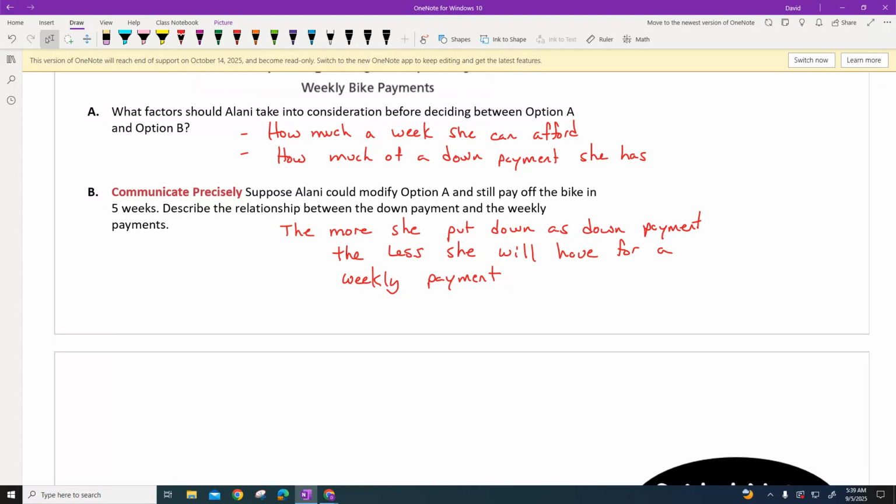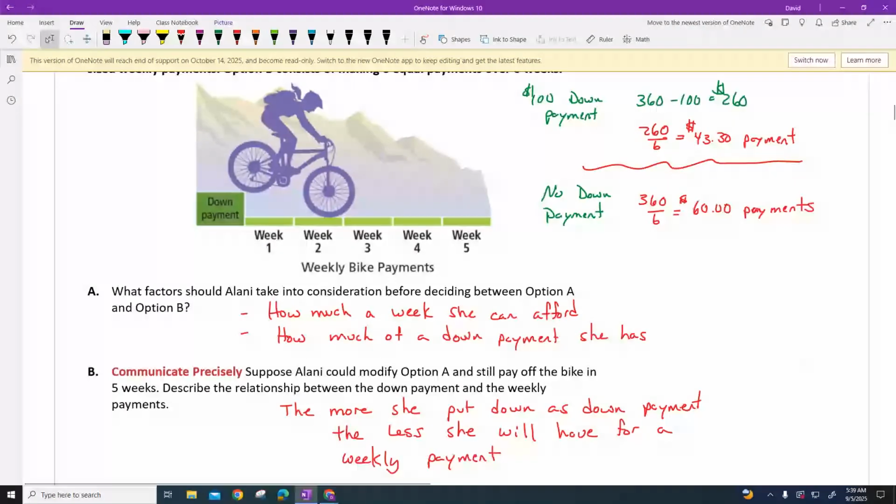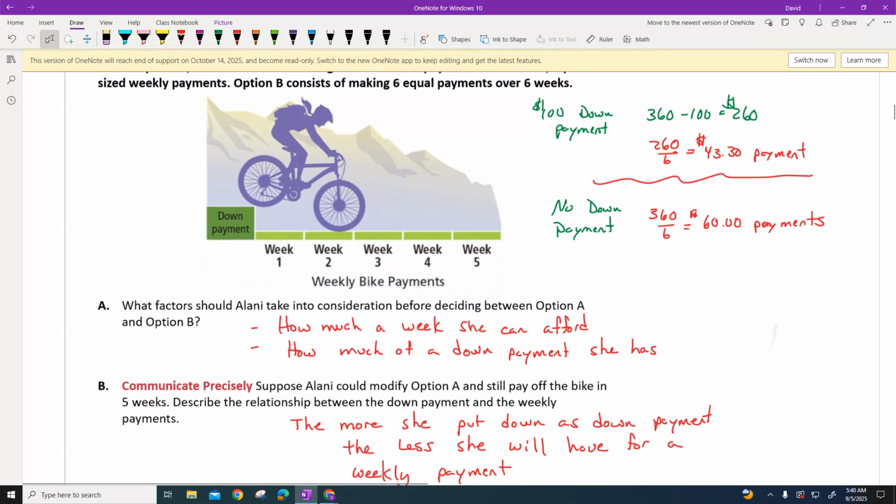Okay? Suppose she could modify A and still pay the bike off in 5 weeks. Well, if she could modify it, then she would say, hey, you know what? Instead of $100, I want to pay $200 down payment. Well, that would make her payment over here even less. Okay? So, some things to think about. Okay? All right.